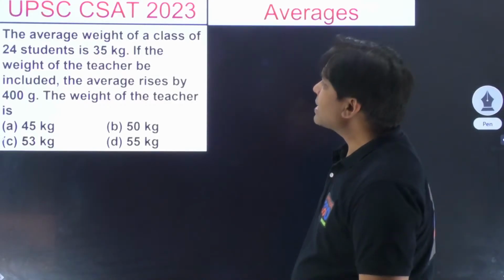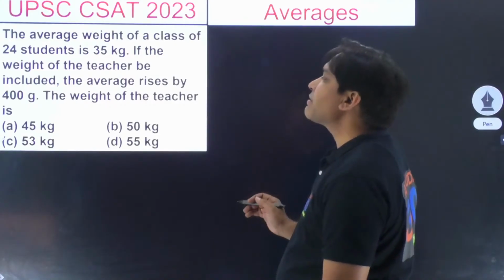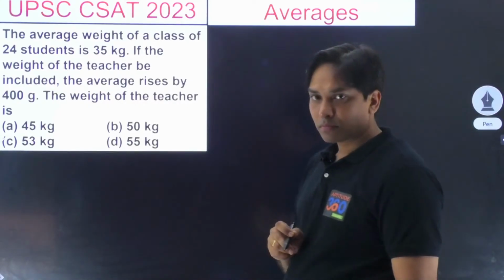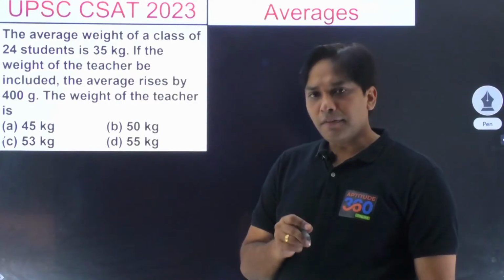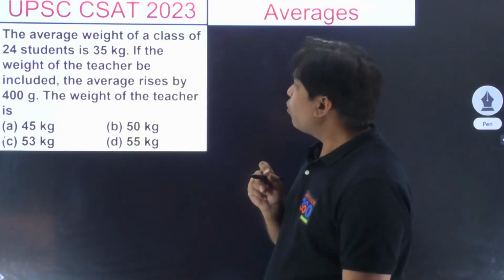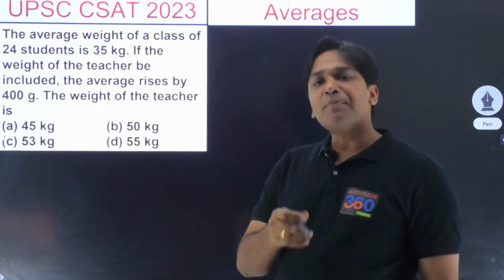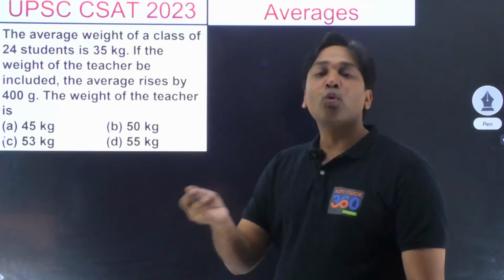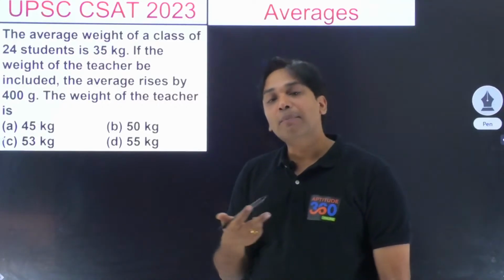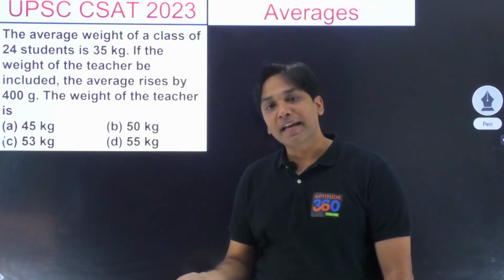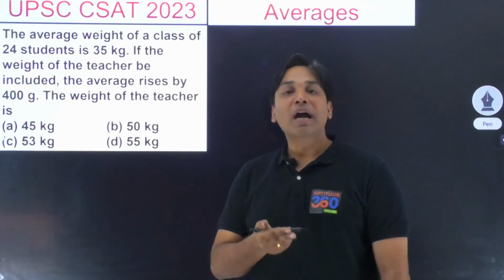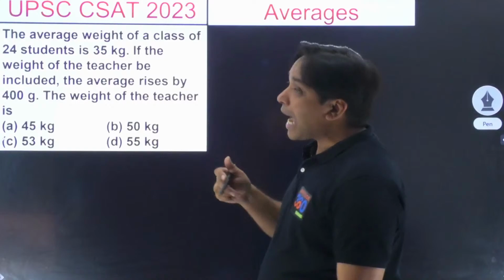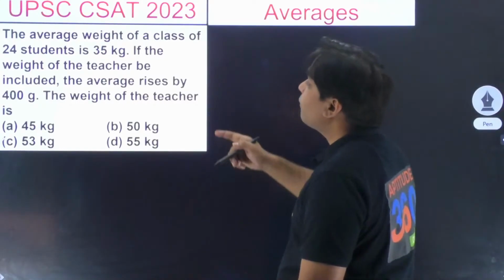So what your problem says, average weight of class of 24 students is 35 kilogram. If the weight of the teacher would have been 35 kilogram, then average of the entire group will remain unchanged. भाई जितना पहले का एवरेज है उतना ही अगर लेके आएगा तो हमने क्या सीखा है, ग्रुप का एवरेज चेंज नहीं करेगा, यही है ना भाई. Now the average is increasing, it is increasing by 400 gram.